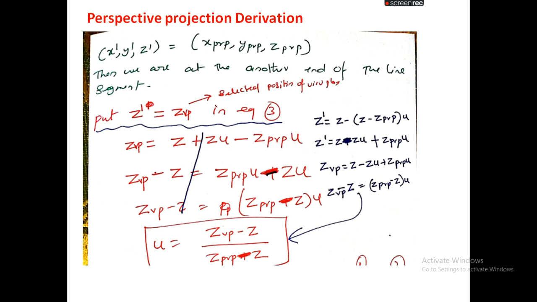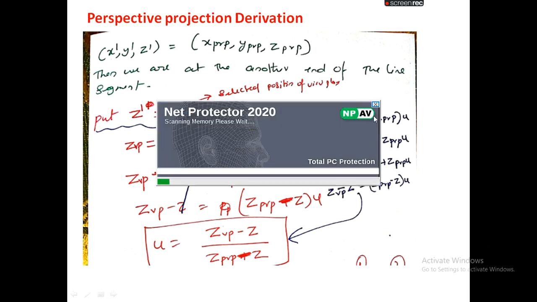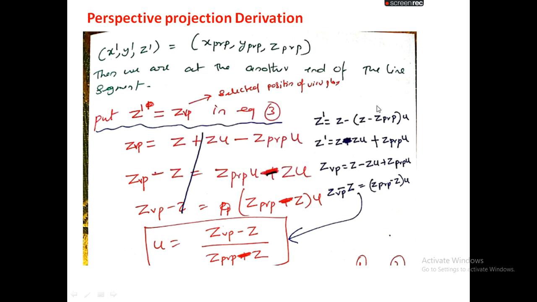Positive z-axis is coming outside of the view plane. Negative z-axis is moving towards the view plane like this. Now I want to substitute z dash will become zvp. So when z dash becomes zvp, it means we selected the z-axis value on the view plane zvp and it will become equivalent to z dash.